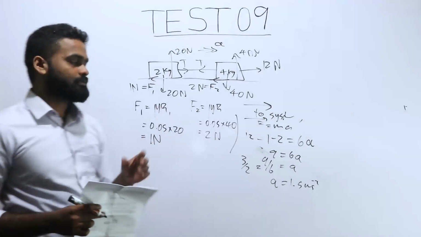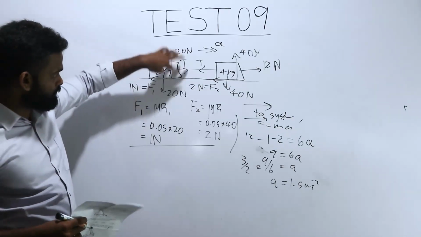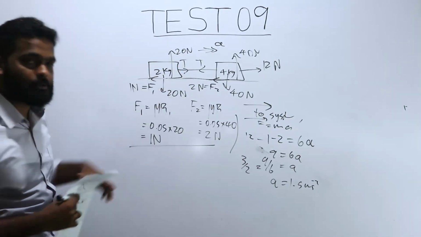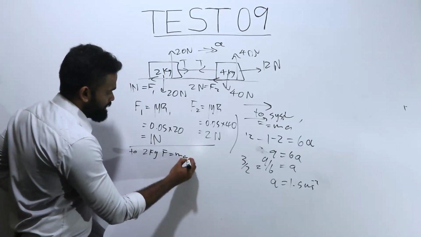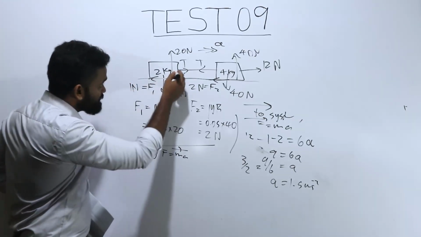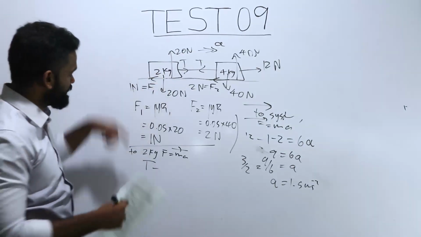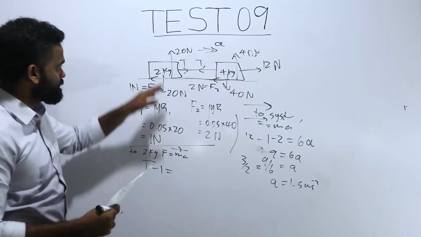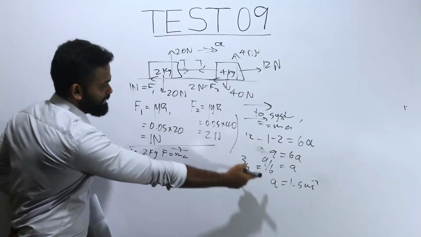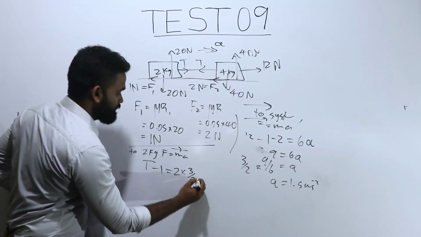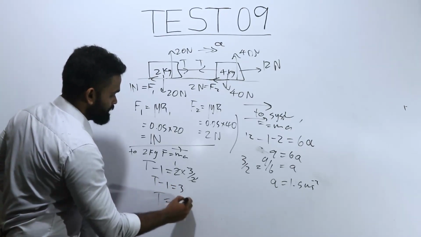Once you get the acceleration, then you can apply equations for this part only in order to find the tension. To the 2 kilogram, F equals ma. So what are the forces acting on that horizontally? T, tension, to one side, minus 1, that's the friction, equals mass 2 times acceleration 1.5, or 3 over 2. T minus 1 equals 3, then T equals 4 Newton.